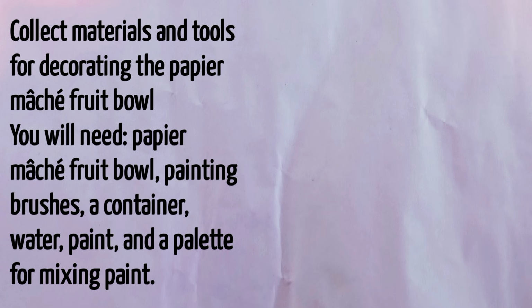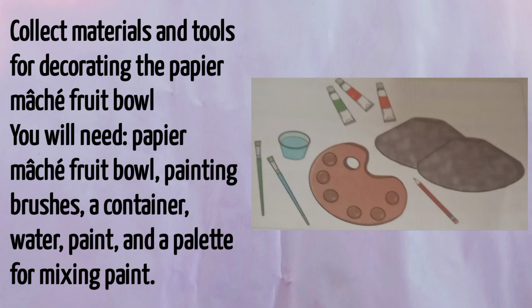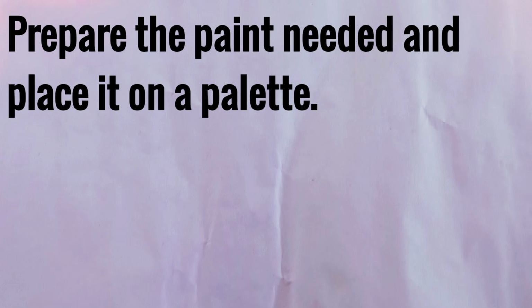So the first one, you are going to collect materials and tools for decorating the paper mache functional fruit ball. You will need the paper mache ball, that is the fruit ball, then painting brushes, a container, wood paint, and a palette for mixing paint. So those are the materials and tools that you need. Then after that, you are going to prepare the paint needed and place it on a palette, the colors of your choice. If they are primary or secondary colors, they must be three of your choice.